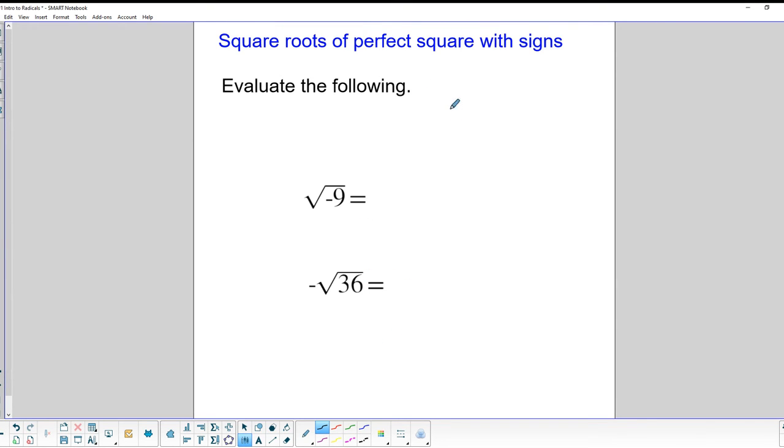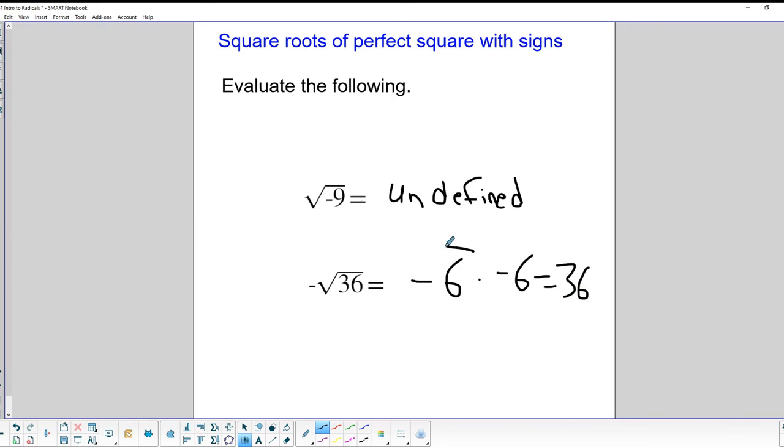Okay, square roots of perfect squares with signs. Evaluate the following. Well, this one, we just got to saying you couldn't put a negative in front of it, so this one is undefined. You can't do it. So that's the first one, undefined or no solution. The next one wants the negative square root of 36, which would be just -6, because -6 times -6 equals 36. So there's the negative square root of 36.